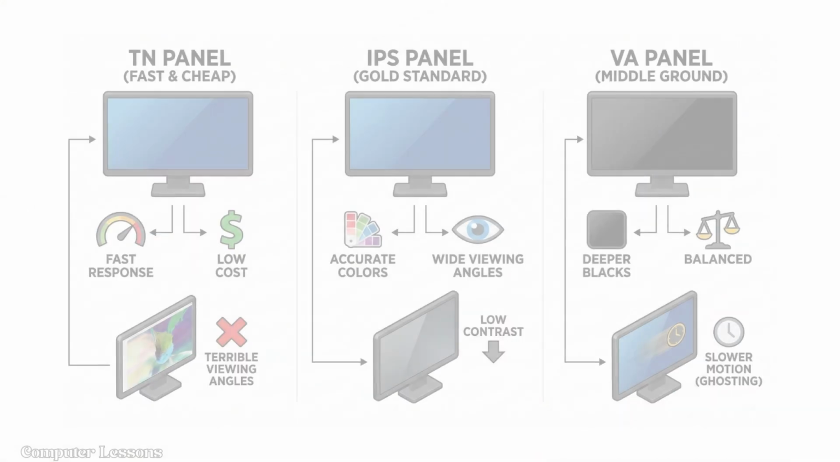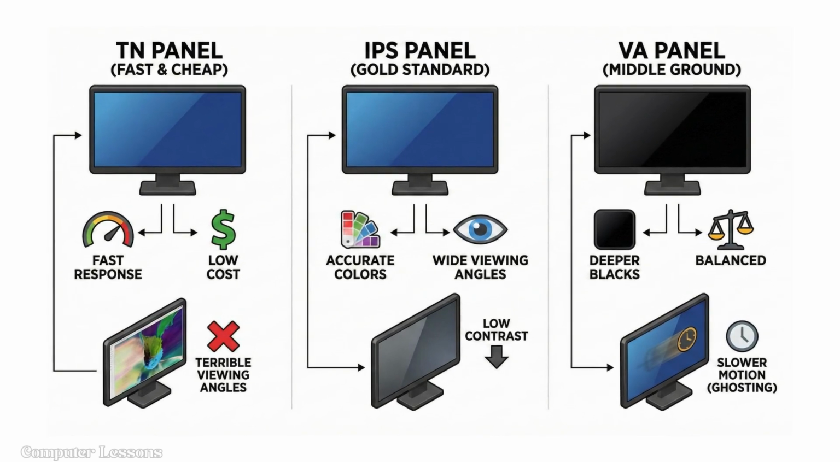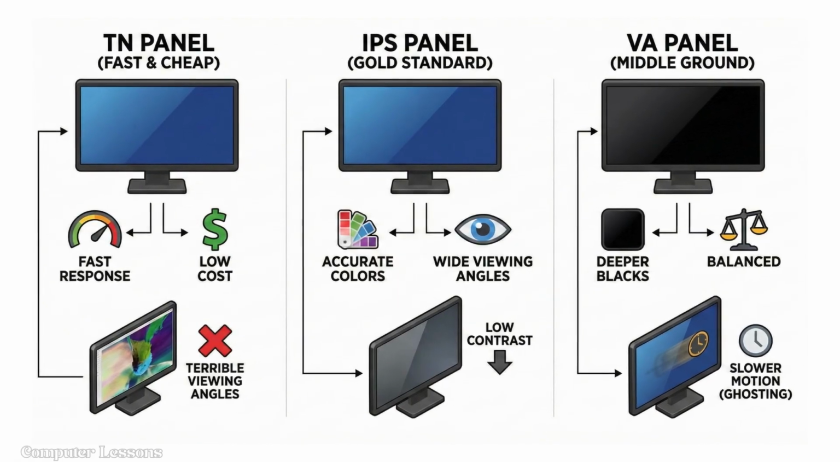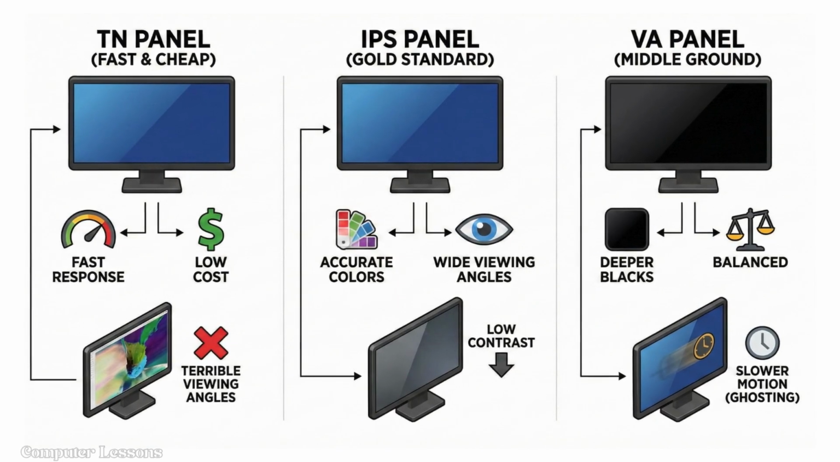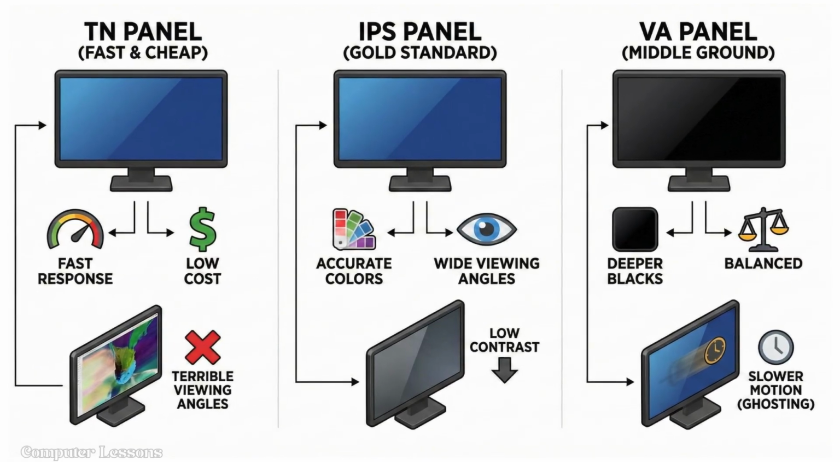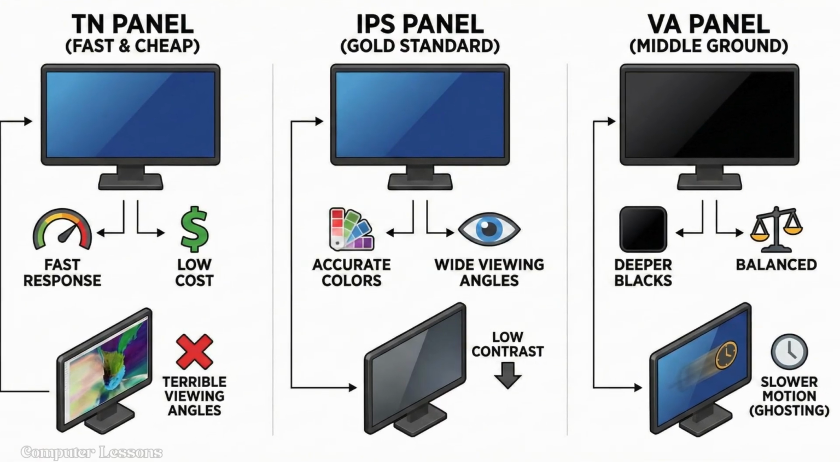TN panels are incredibly fast and cheap, but if you look at them from the side, the colors invert and look terrible. IPS panels are the gold standard for color accuracy and viewing angles, but they struggle with contrast. VA panels offer a middle ground with deeper blacks, but often suffer from slower motion handling.